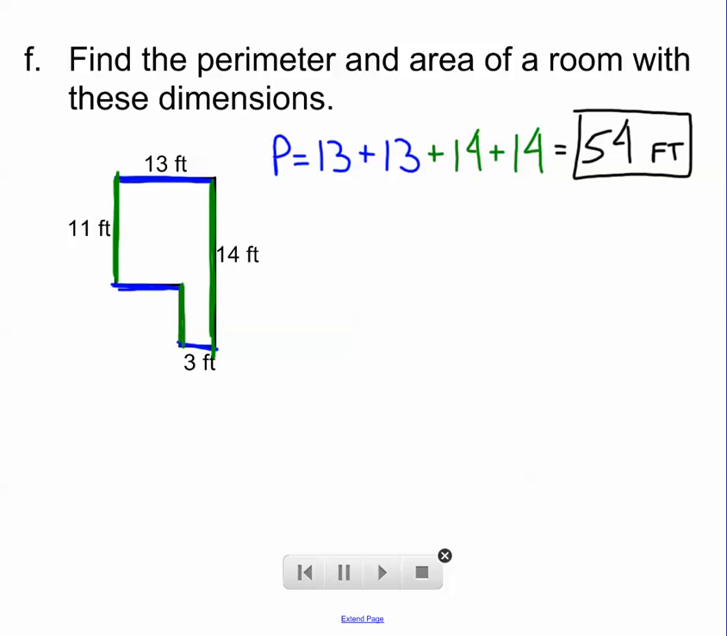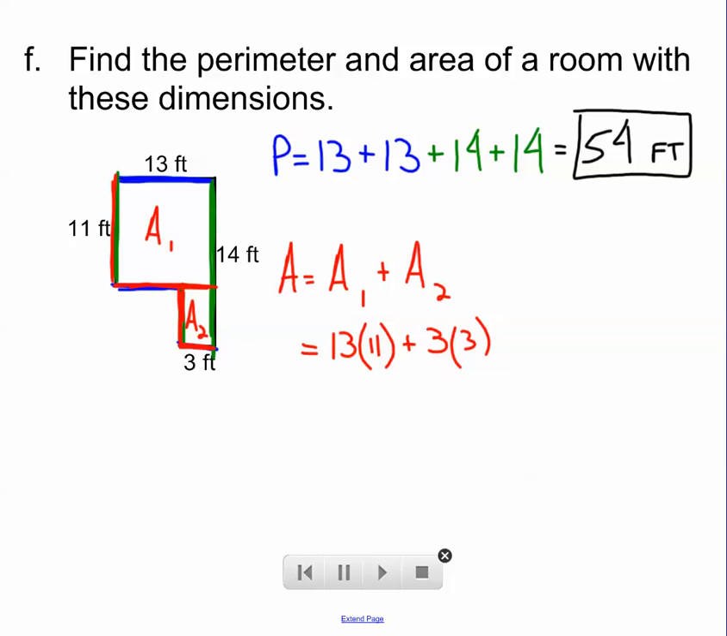Well, I would look at it as 2 shapes together. So to figure out the whole area, I would say, okay, it's the area of this rectangle plus the area of this rectangle. I'll break that down here. 1 and 2. Okay, so the area of the first rectangle would be base times height, which is 13 times 11. And the area of the second rectangle, base times height, would be 3 times 3. And again, if you don't know how I got 3 right here, it's 14 minus this 11 would be 3.